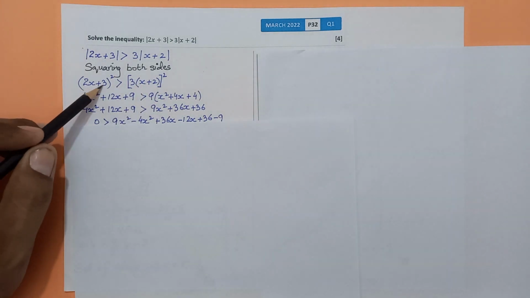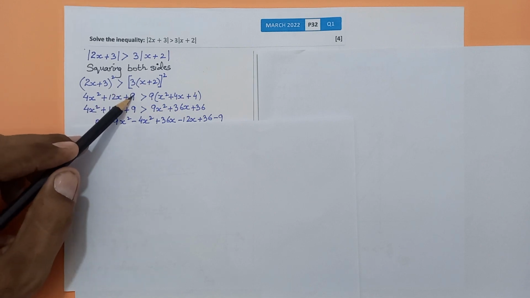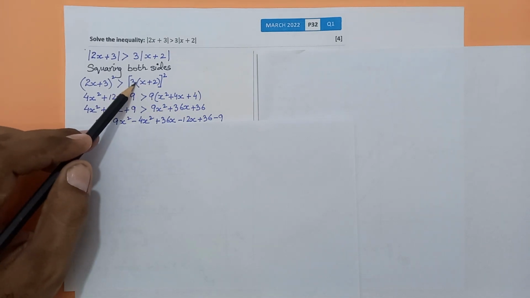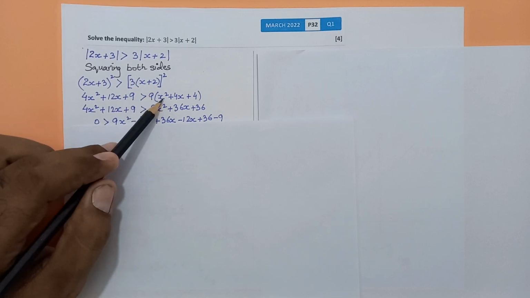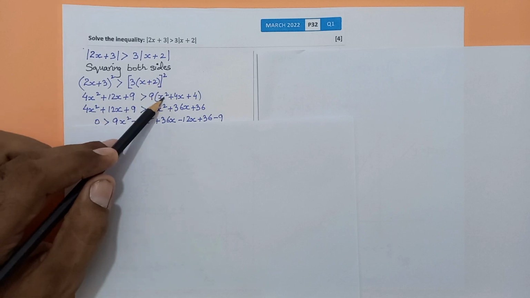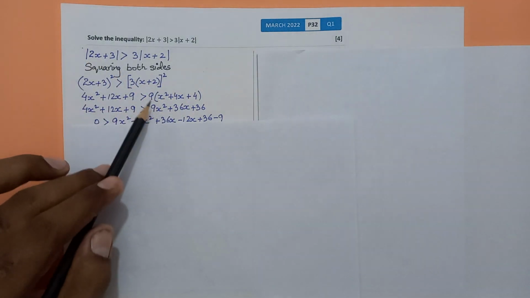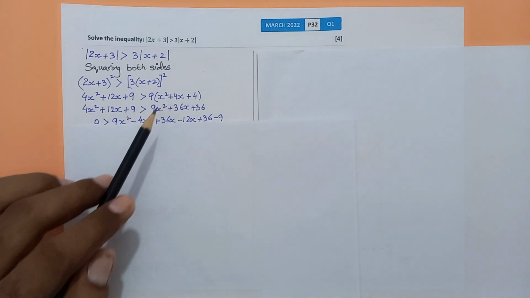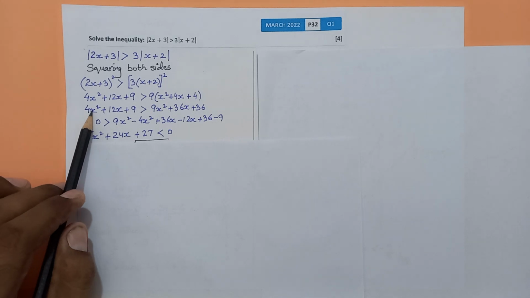And we know that (a plus b) whole square is a square plus 2ab plus b square. And similarly over here, 3 square is 9, and instead of x plus 2, which is (x plus 2) whole square, it is (a plus b) whole square. It would be a square plus 2ab plus b square. After multiplying this 9 with this and then simplifying, 9x square is over here, 4x square, and 4 is less than 9.